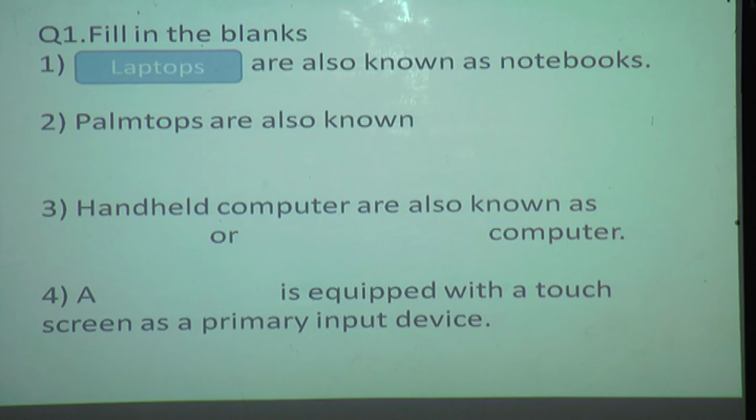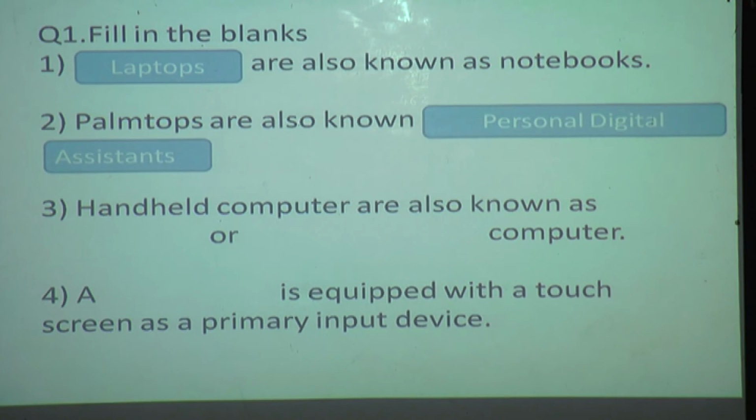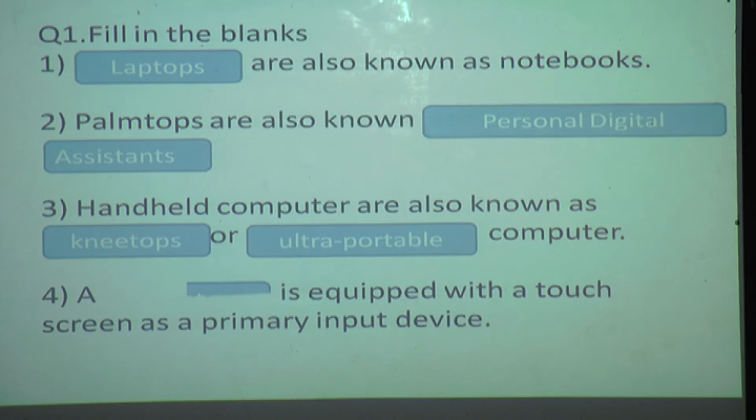Next, what is the next question? Palmtops are also known as, good, personal digital assistants. Next, handheld computers are also known as dash dash or dash dash computer. Handheld computers are also known as netop or ultra portable computer, right?